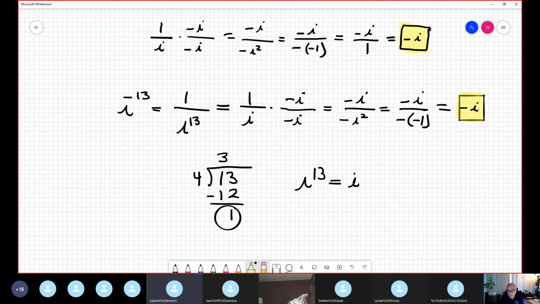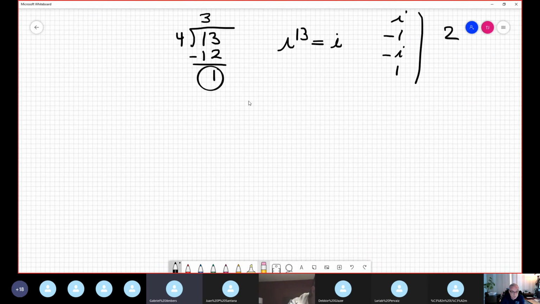Remember, we have only four possibilities for the power of i: positive i, negative i, 1 or negative 1. So we have four potential values: either i, or negative 1, or negative i, or positive 1. Another answer, suppose 2, no, it's impossible for the power of i, of course. One more example.